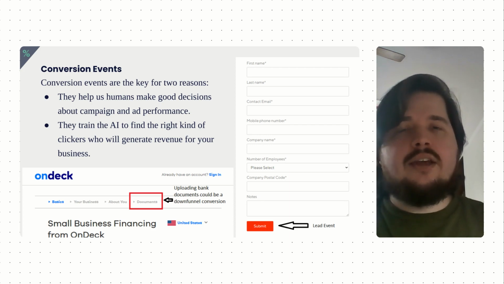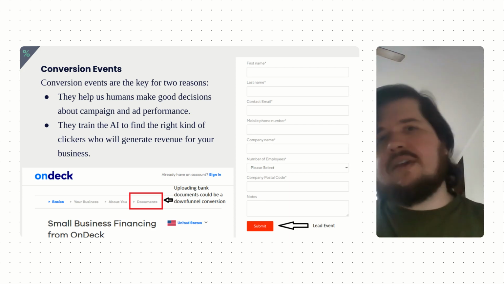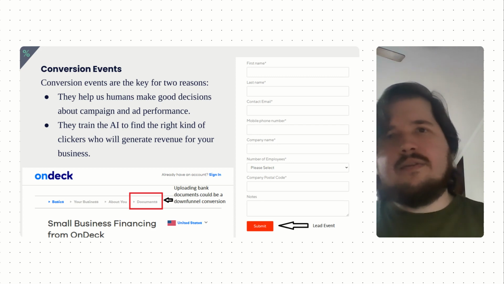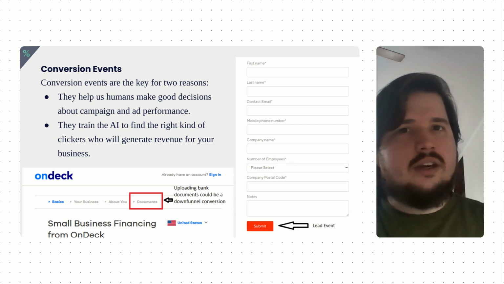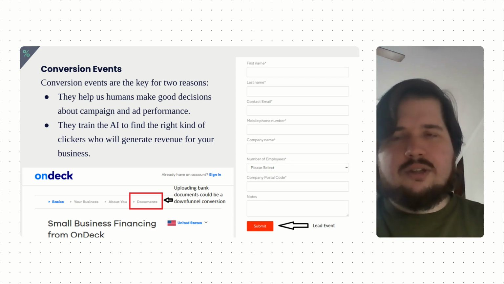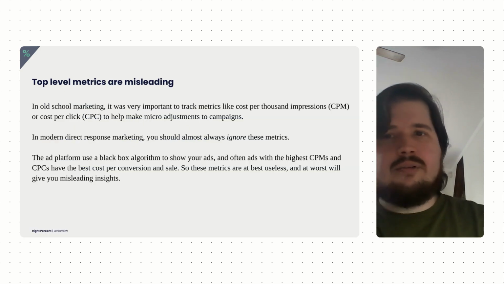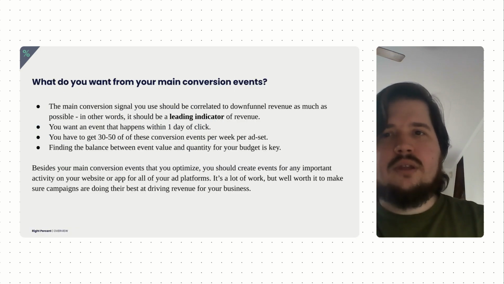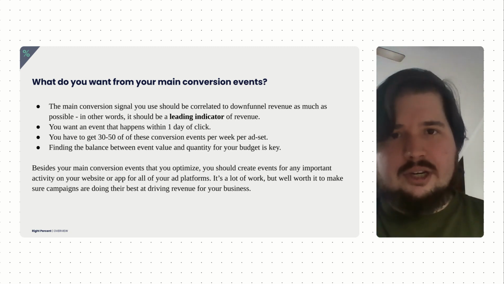And the AI part is that you can train the ad platforms to find more and more of those qualified users. So instead of any business owner who wants money, ones that have over $1 million a year in revenue, if you send the right signals to the platforms, they can figure that out on their end with their black box algorithm. So that's why conversion events are so important and clicks and impressions are not. So again, this is the thing you're optimizing on, training both your team and the algorithm.